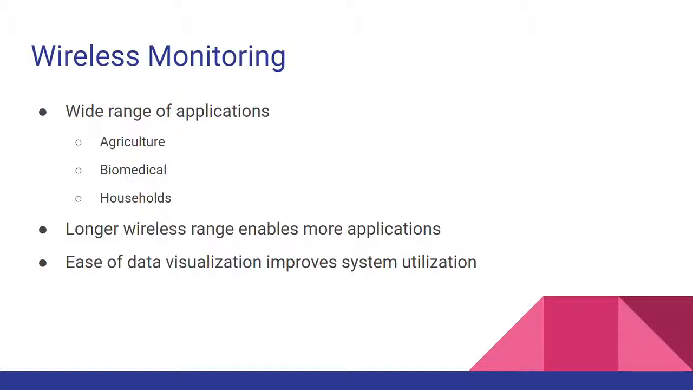So the LoRa standard, which I'll talk about a little more, is an ISM band radio protocol. ISM stands for Industry, Science, and Medicine, and it's the open RF frequency for these devices. It's around 900 megahertz, what your old typical cordless phones were before 2.4G got popular. And again, like I said, the ease of data visualization improves the system utilization, in that if it is easier for people to see the data they're monitoring, they're more likely going to use your system.